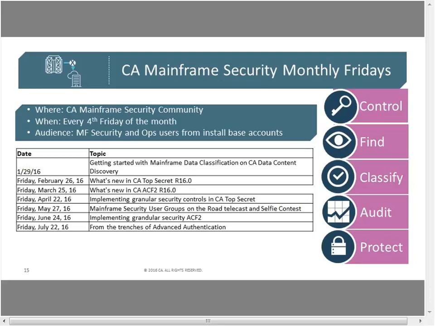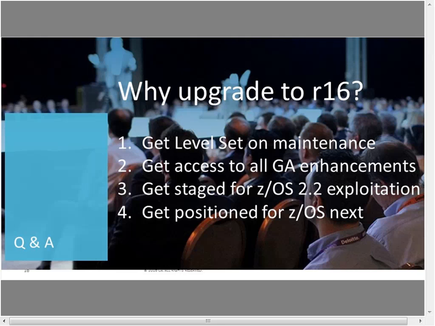As far as these No-Fail Friday calls, including what's new in ACF2, implementing granular security controls in Top Secret, mainframe security user groups on the road, telecast, and selfie contests. So that sounds like that's pretty awesome. It'll be very interesting. Implementing granular security in ACF2, and also from the trenches of advanced authentication. So we've got some pretty cool other No-Fail Friday topics that are going to be taking place.